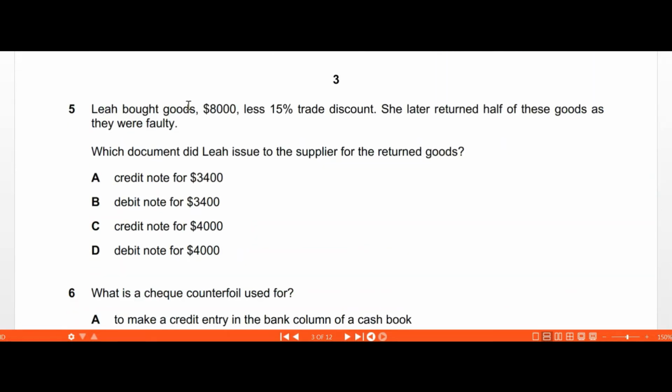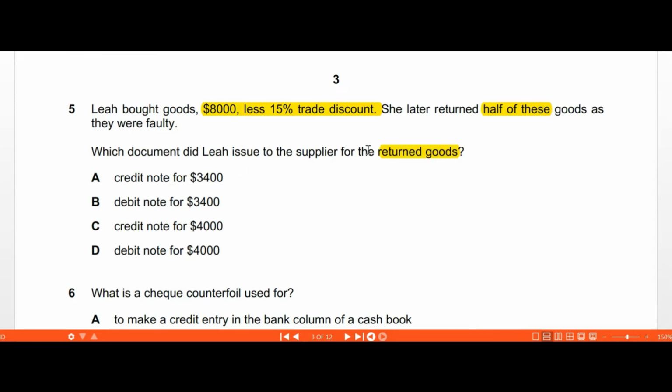Question 5, Lee bought goods of 8000 less 15% trade discount. We know trade discount is given to any customer at the time of finalizing the deal, and cash discount is what we give to a customer or what we receive when we are making the settlement. So in order to pay quickly we might be giving a cash discount. So this is a trade discount of 15%. She later returned half of these goods as they were faulty. Okay, so half of these goods were returned. Which document did Lee issue to the supplier for the returned goods?